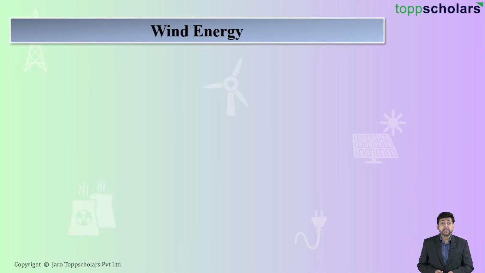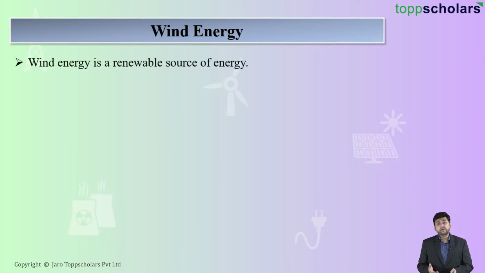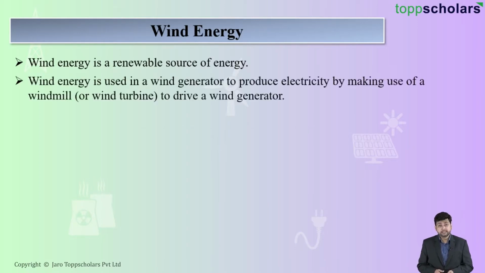Now let's move on to the next topic, that is wind energy. Wind energy is another renewable source of energy. Wind energy is used in a wind generator to produce electricity by making use of a windmill.